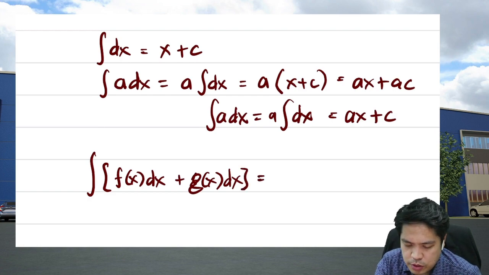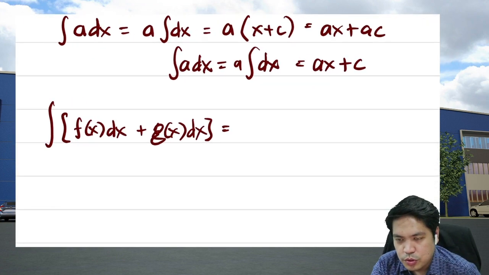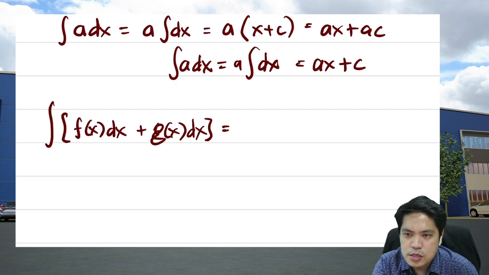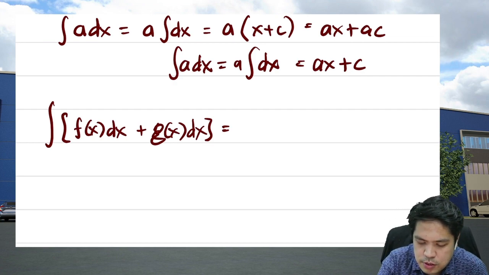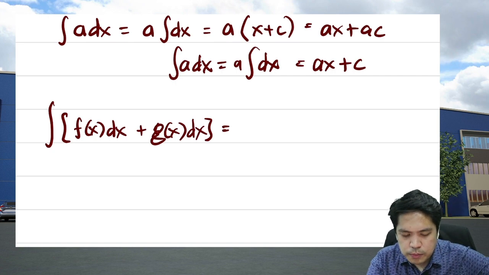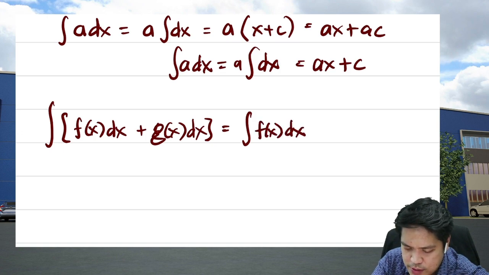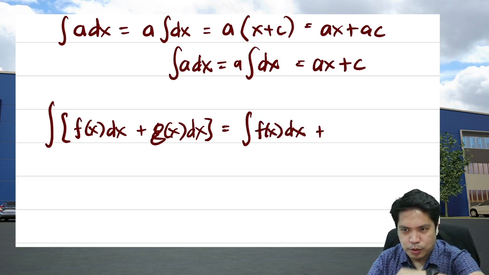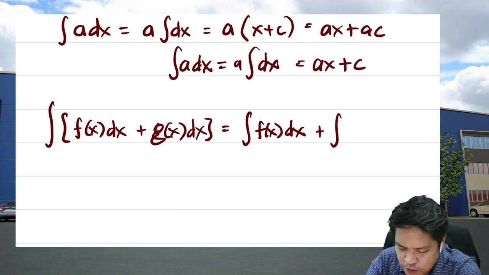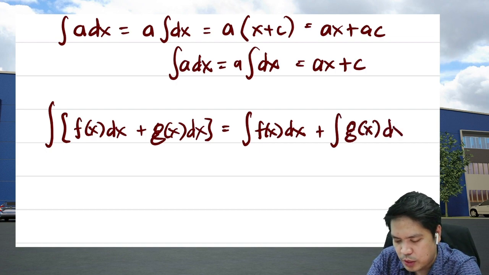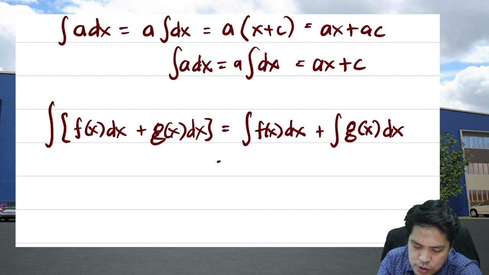Okay, so the integral of the sum of two functions is just equal to the sum of the integrals. So that would be equal to the integral of f of x dx plus the integral of g of x dx.